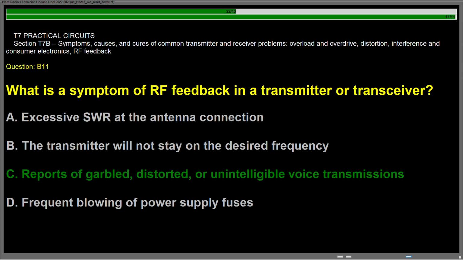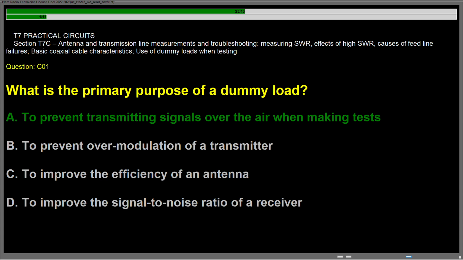Question Bravo 11, what is a symptom of RF feedback in a transmitter or transceiver? Answer is C, reports of garbled, distorted, or unintelligible voice transmissions. Question Charlie 01, what is the primary purpose of a dummy load? Answer is A, to prevent transmitting signals over the air when making tests.